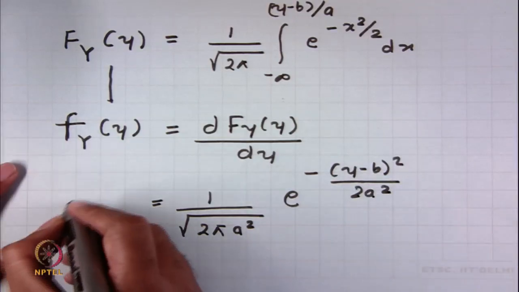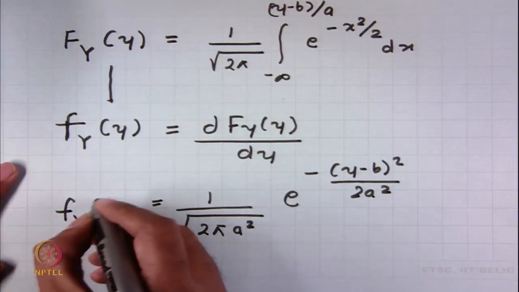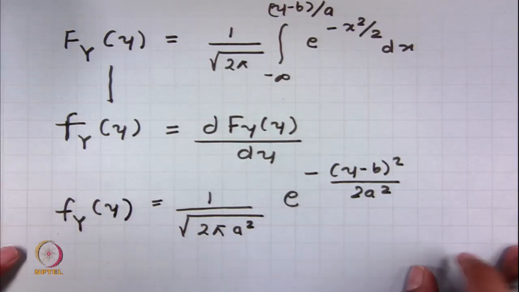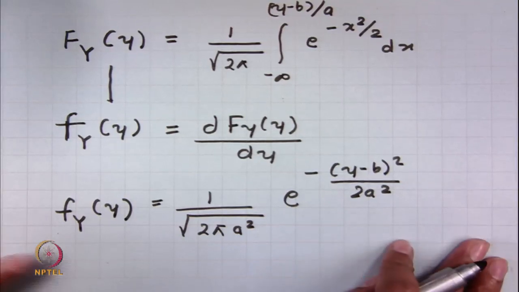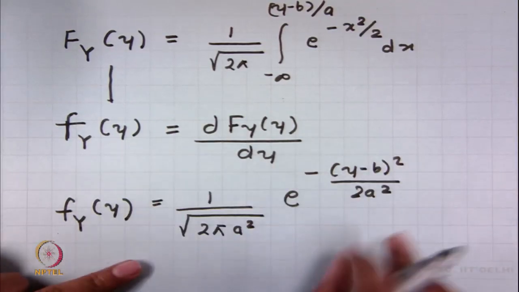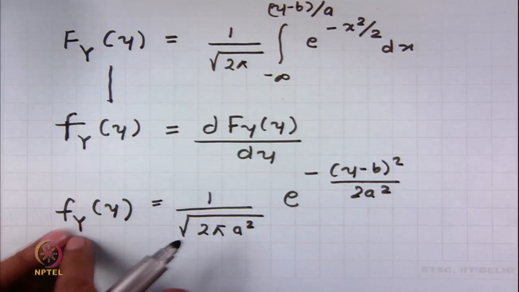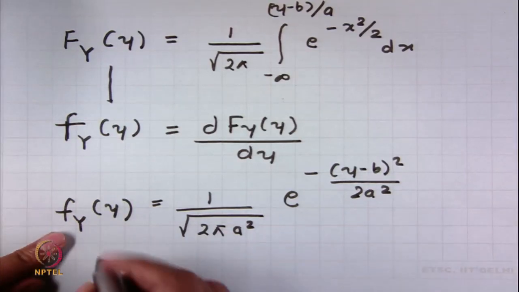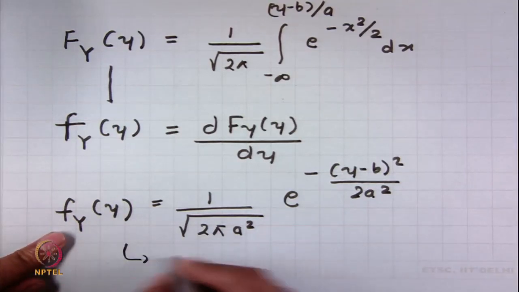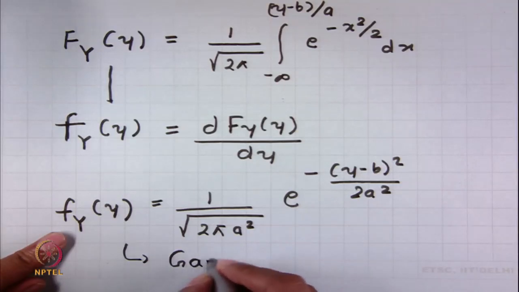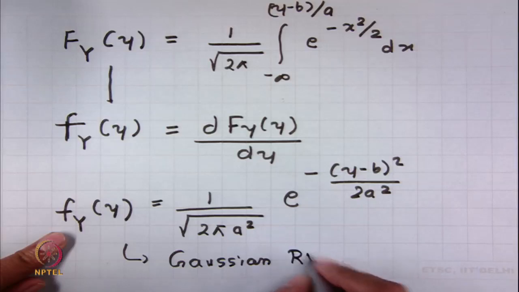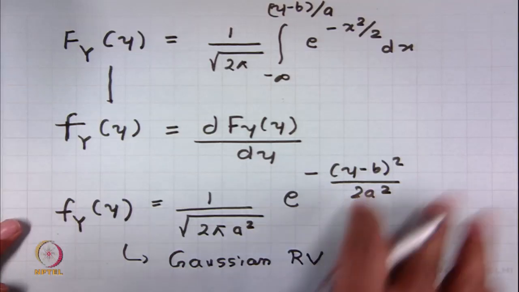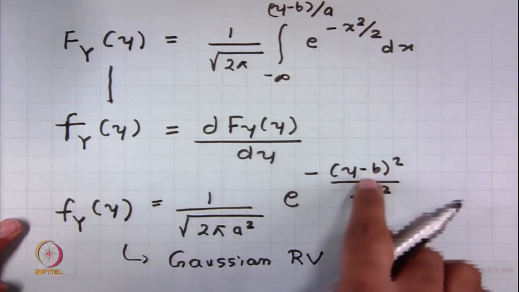So, I just have to differentiate this expression, which will give me this, the probability density function of y. We have obtained this. And look, something interesting has happened here. The interesting thing is that the probability density function of y is still Gaussian. So, y is still a Gaussian random variable. Okay. However, the mean of y has changed. So, the mean has changed to b.